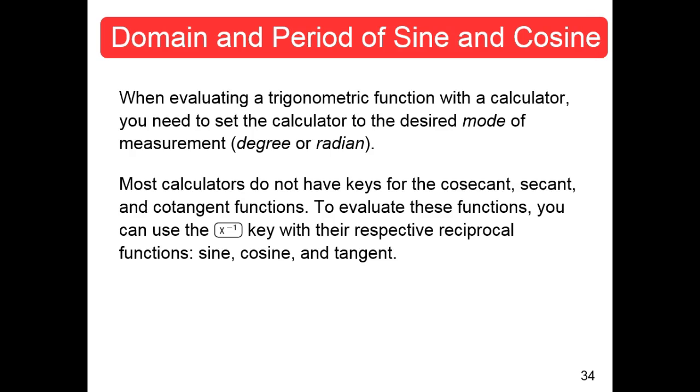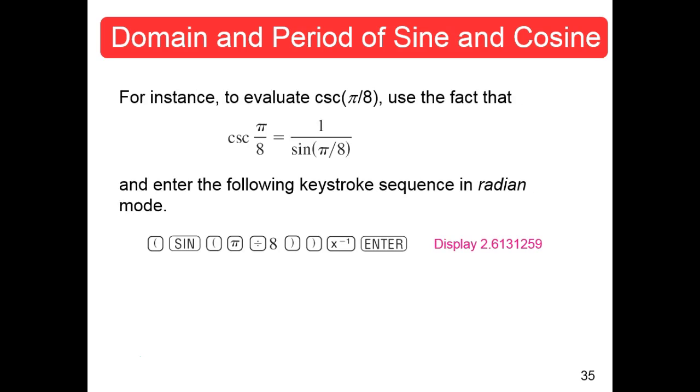But if you think about it, cosecant is 1 over y, sine is y. Secant is 1 over x, cosine is x. Cotangent is x over y, tangent is y over x. They're the reciprocals of each other. So that's why you use the reciprocal key, which in some calculators is the 1 over x key. Okay, so with those two concepts in mind, let's do some.